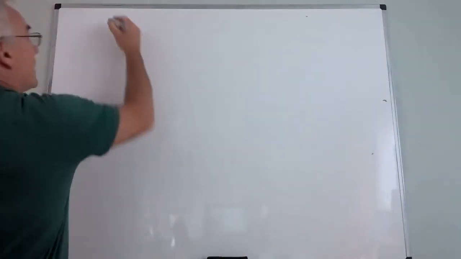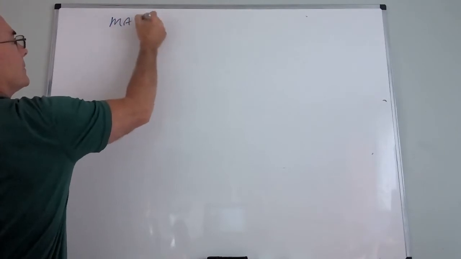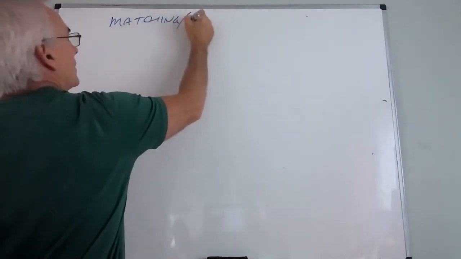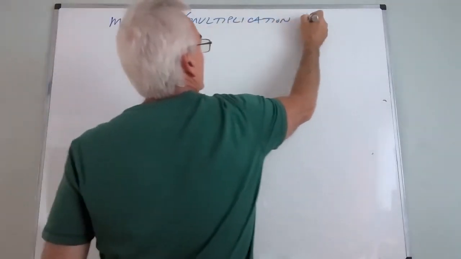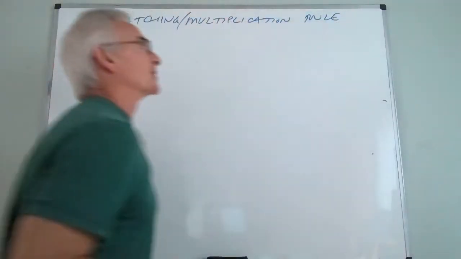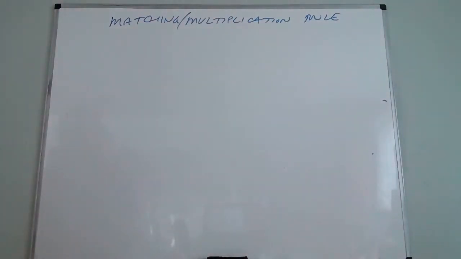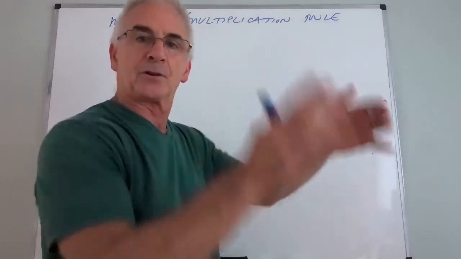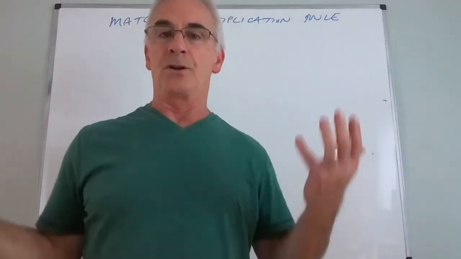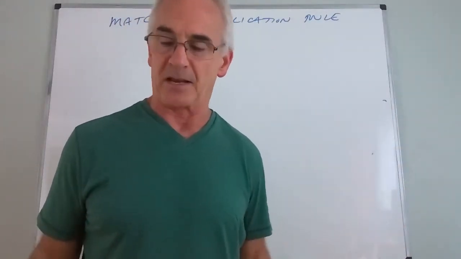It's called the matching or multiplication rule. Some textbooks will call it the matching rule. Some will call it the multiplication rule. It's the same thing. And the idea is I have several things that are going to occur, and I want to know what is the overall count of how many outcomes I can possibly have.